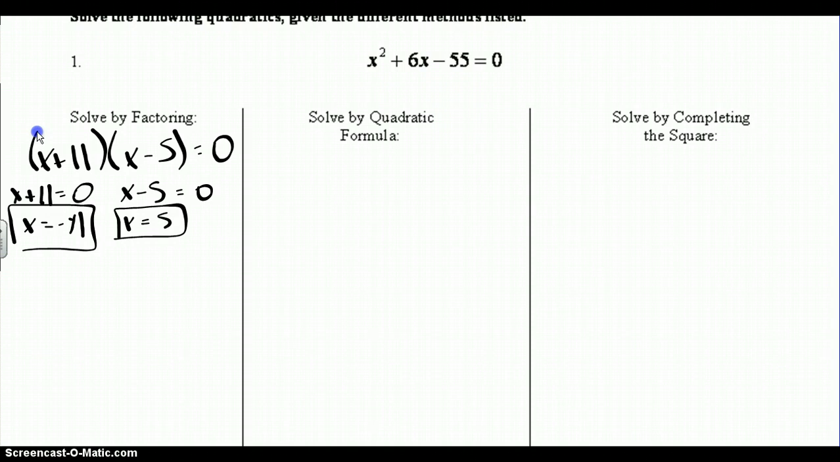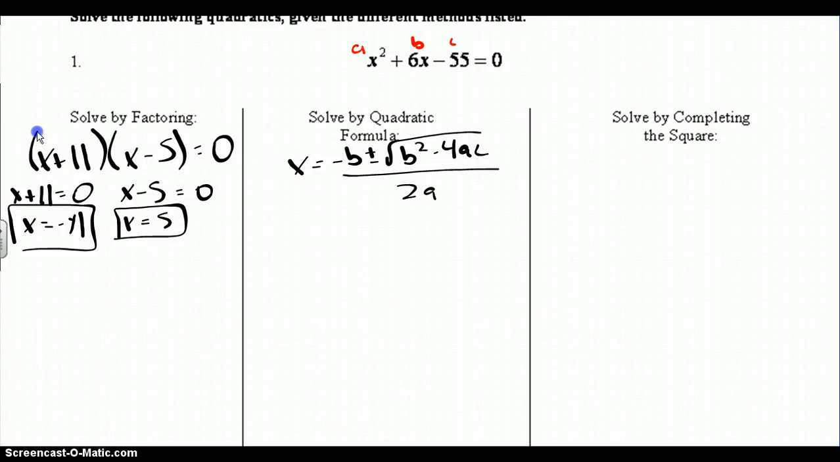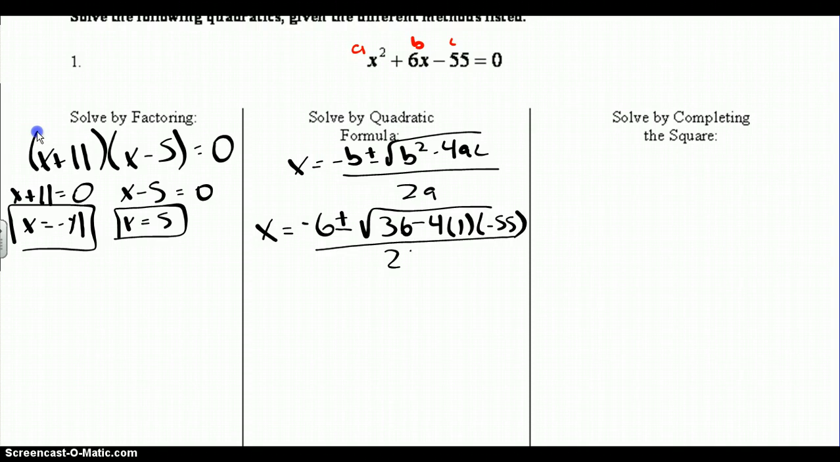So let's go quadratic formula. I'm going to write the formula out. Opposite of b plus or minus the square root of b squared minus 4ac all over 2a. Okay, so let's take a second and figure out what our a, our b, and our c are. So I'm just going to plug those in. Okay, we have negative 6 because it's opposite of b, plus or minus the square root of b squared, which is 36, minus 4 times a, which is 1, and c, which is negative 55. Don't forget that negative. All over 2 times 1.